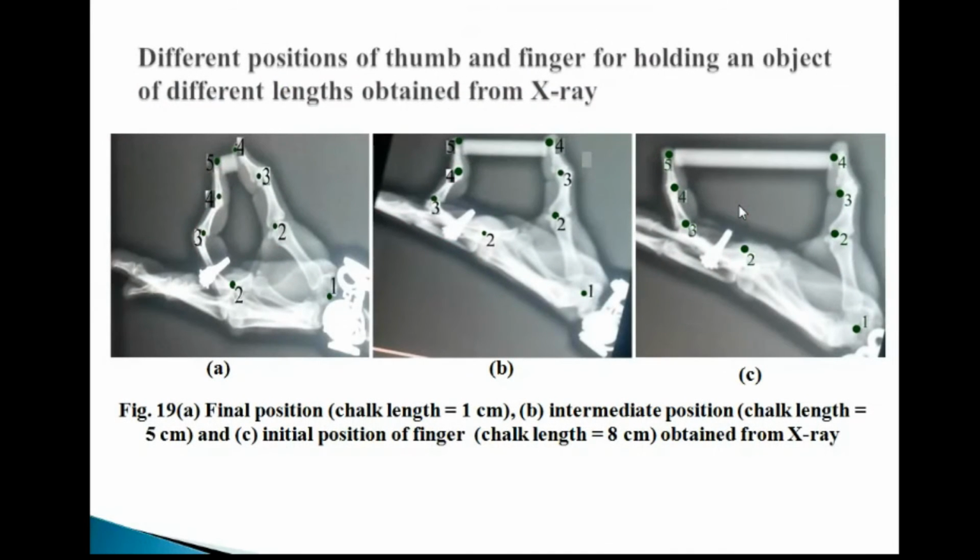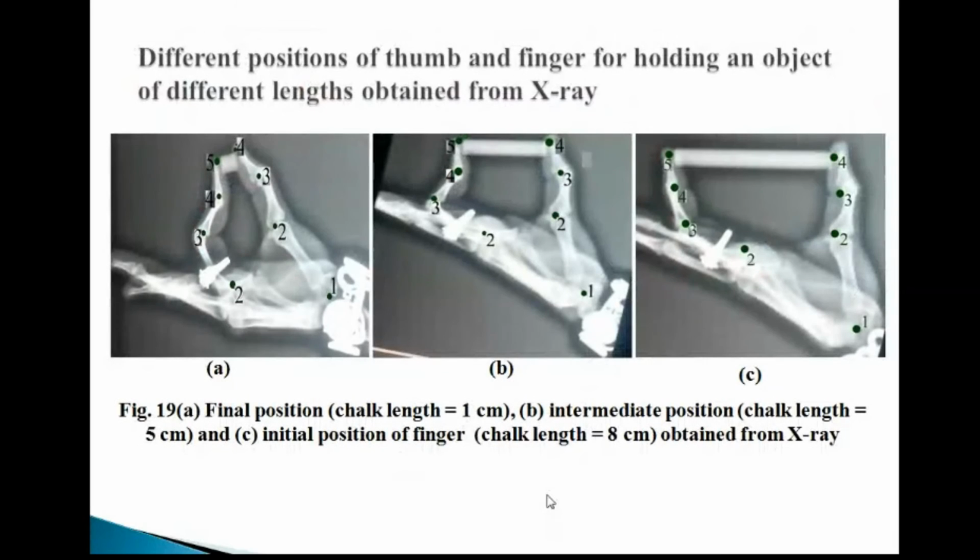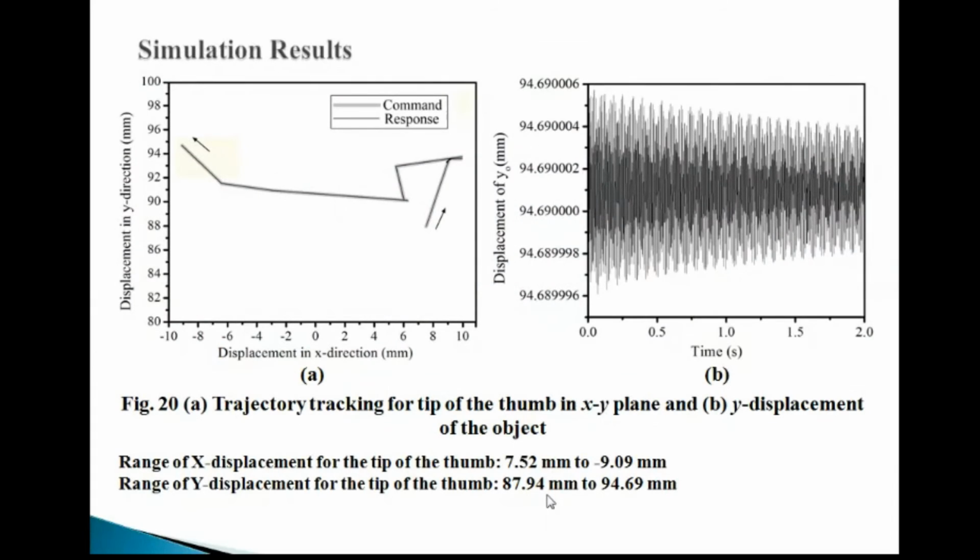And in the similar position, I have taken the X-ray position also, so that results can be validated fully. And I have also considered the weight of the chalk, as I can see from here. See, this MO is the mass of the object and MOG means mass into gravity, that is the weight of the object. So that means I have also considered the weight of the object, and simulation was performed.